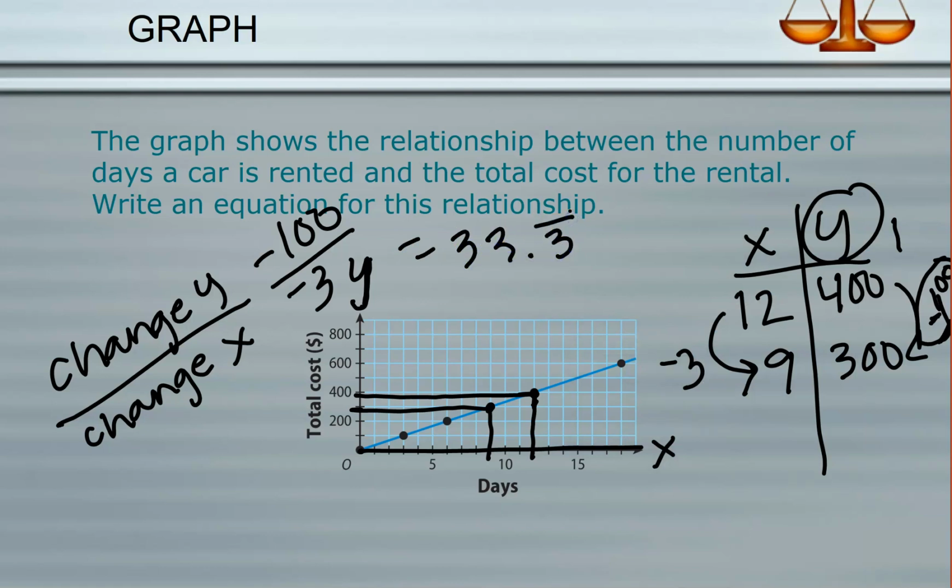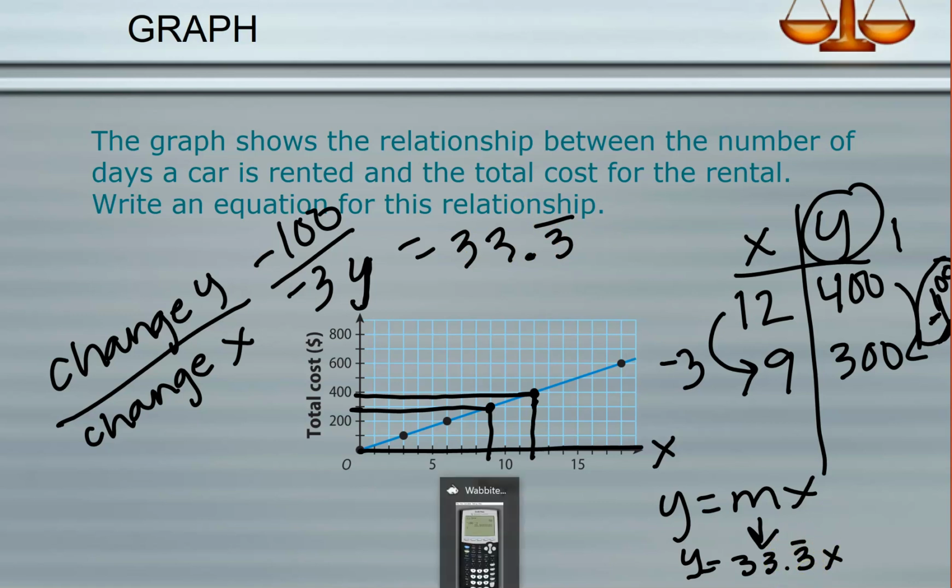33.3 repeating. Now, if you were to write the equation, y equals mx or y equals kx, what was your constant that we found out? 33.3 repeating. However, you do have to keep in mind that on a test, you won't have a 33.33333. No. So what you have to do is convert this into a fraction.